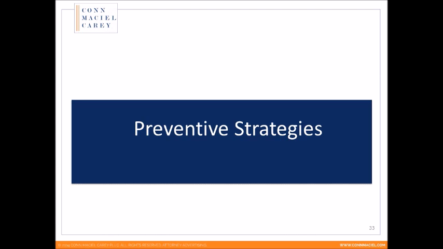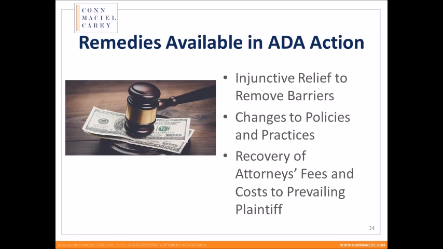But moving to preventive strategies, under the ADA, the remedies are injunctive relief to remove barriers, and that's essentially measures taken to correct deficiencies at the property, which can be in the form of installing a pool lift. It can be modifying a reception counter, improving access to the front of the property. And those are all matters that you would want to negotiate with the opposing counsel and ideally reach a more favorable outcome than initially requested.